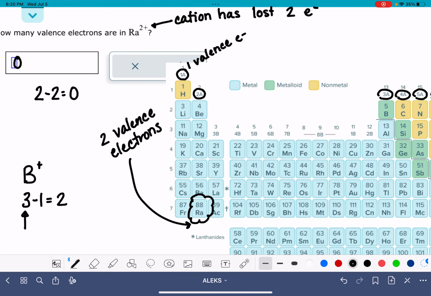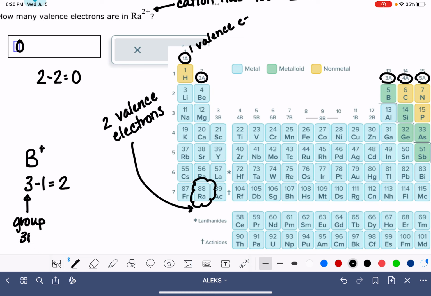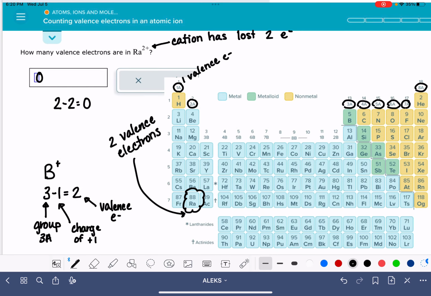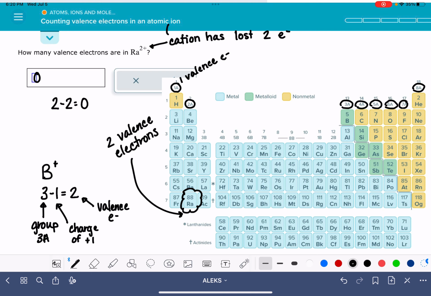So 3 because it is in group 3A. We're subtracting 1 because it has a charge of +1. And that +1 charge means that it's lost an electron, and this is now the number of valence electrons that it has. Now, if we have an anion, the difference here with an anion is that it has gained electrons.